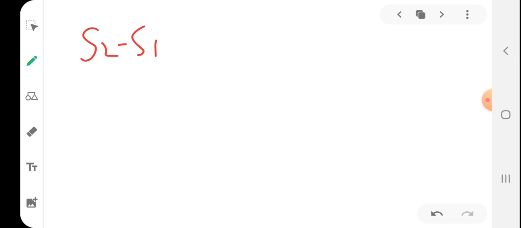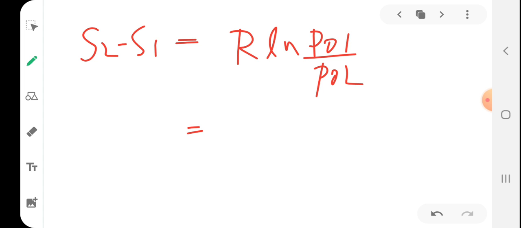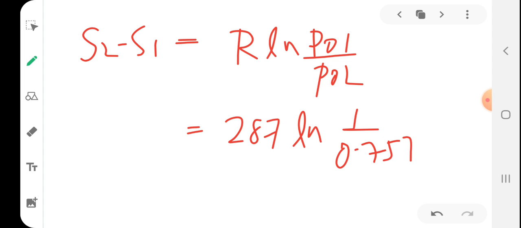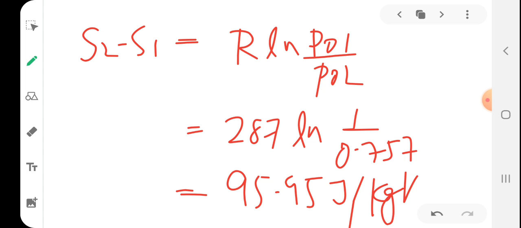Now the change in entropy, S2 minus S1, is also asked. It is nothing but R log P01 by P02. So 287 log of P01 by P02, where P02 by P01 is 0.757. It will be around 95.95 joule per kilogram Kelvin. This is how you find the change in entropy. So the question is solved.